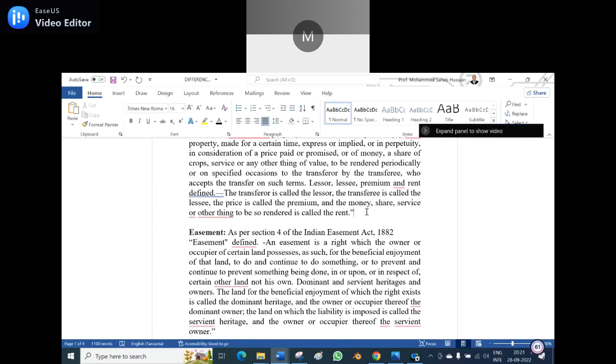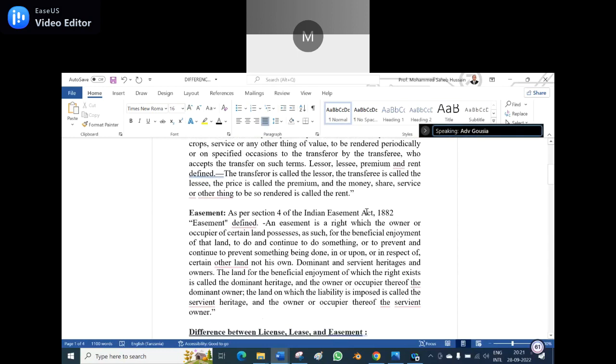So, easement, as per Section 4 of the Indian Easement Act 1882, an easement is a right which the owner or the occupier of certain land possesses.